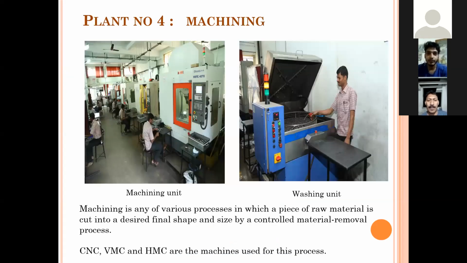Then we'll move on to plant number 4, which was machining. Machining is the process in which a piece of raw material is cut into the desired final shape or size. So here for machining, they were using CNC, VMC, and HMC machines.